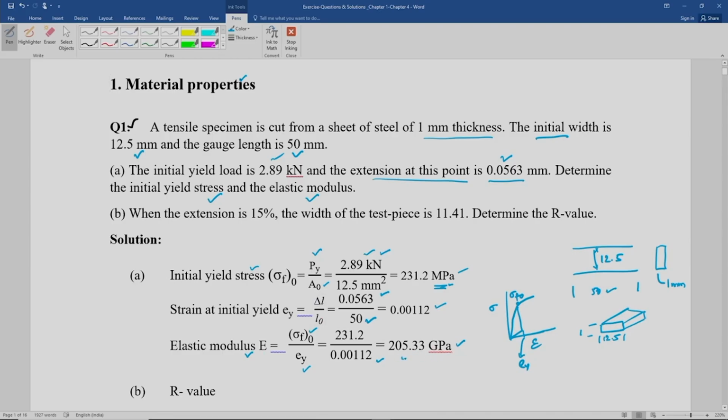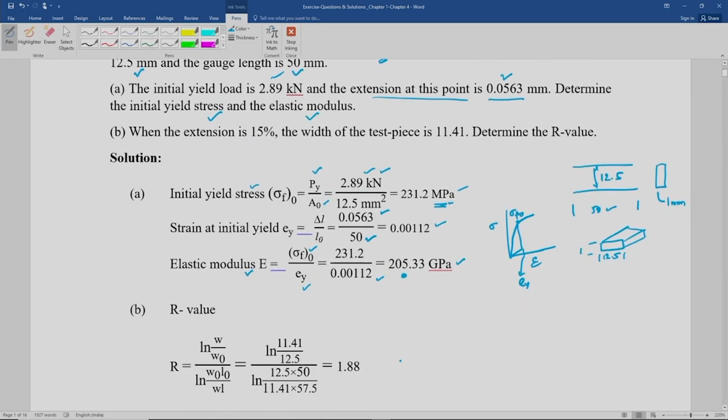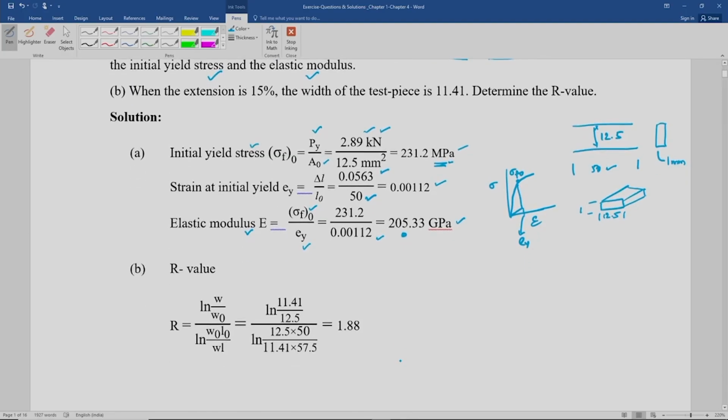You can imagine that 205.33 is like for a typical steel. Generally we use 210 GPa like that. And you can see that it is also given in the question. This could be real data which people might have evaluated. So, one has to be careful in that also, and we will get some idea of how the value is. Now, let us go to part B.